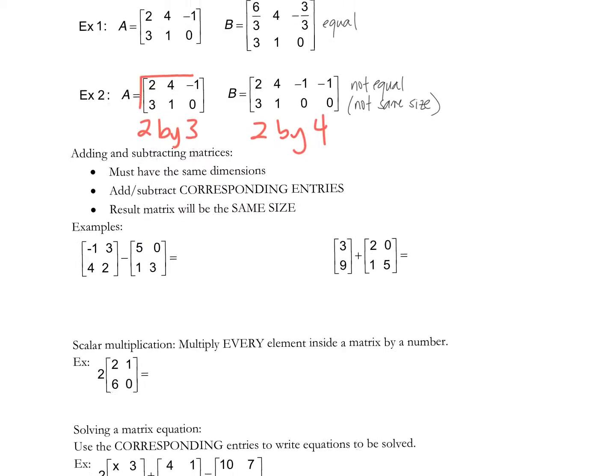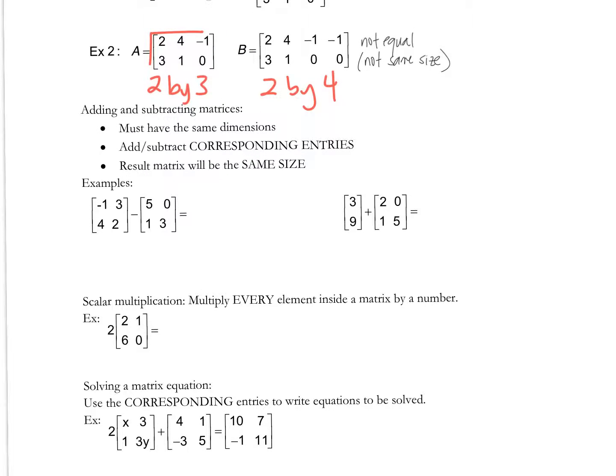Let's go right into adding and subtracting. So we have some rules for adding and subtracting right here. They have to have the same dimensions. And you add and subtract corresponding entries. This word corresponding is a word you should remember from geometry. That means same position, or in the same spot. So like top left, bottom right. That's corresponding. And the result matrix is going to be the same size as this matrix and this matrix when you actually subtract them.